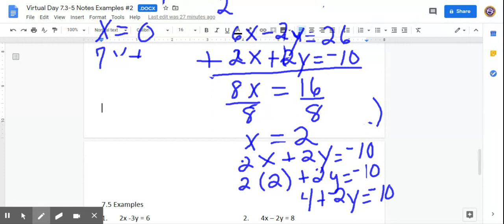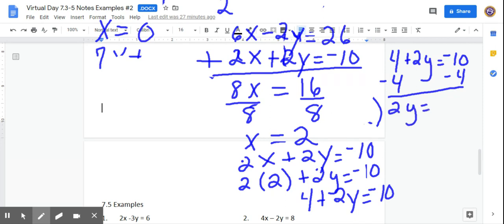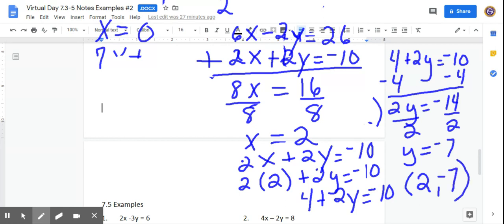Now what? So if we have 4 plus 2y equals negative 10, solve for y, so subtract 4, and I get 2y equals negative 14. Divide by 2, and y equals negative 7. So where do these two lines intersect? At x equals 2 and y equals negative 7.